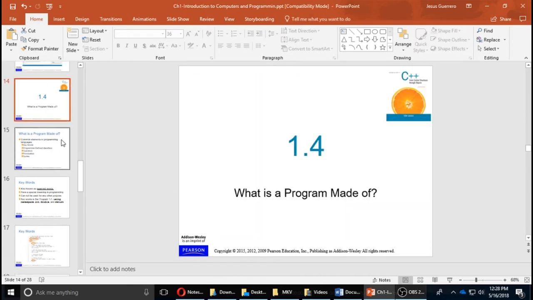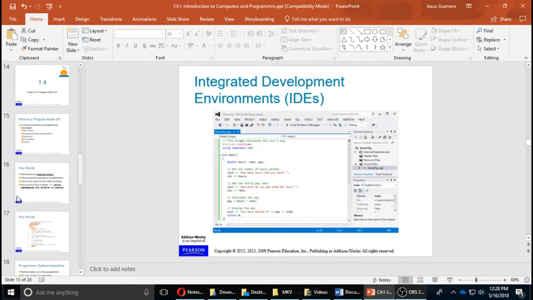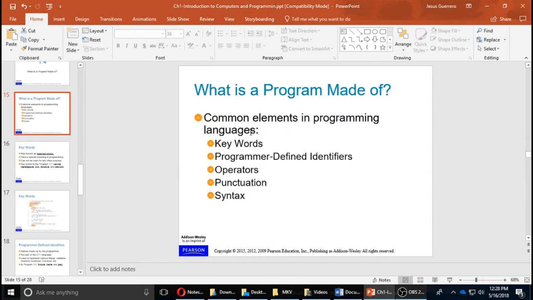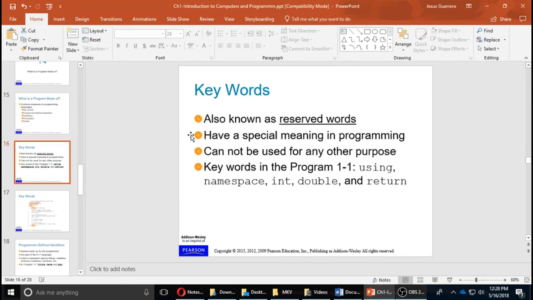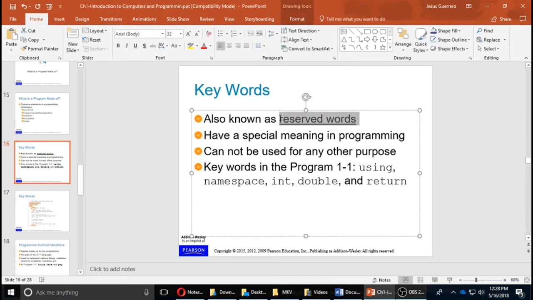So when you have one of these programs, there's going to be parts to it, and the first part is keywords. There's going to be like 1, 2, 3, 4, at least 5. There's more, but parts to a program. So the first thing I want to talk about is keywords. Keywords are known as reserved words. They are words that you cannot use without them meaning something already.